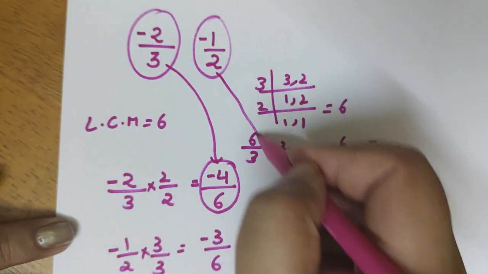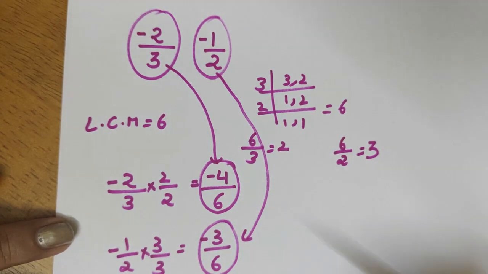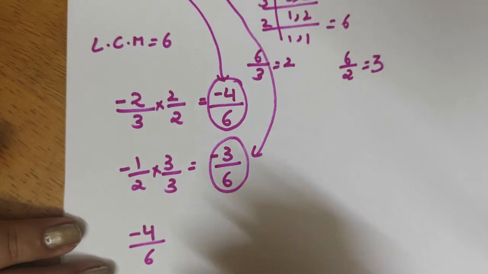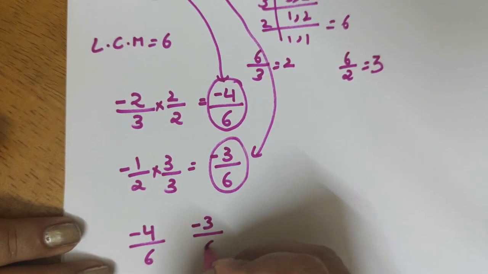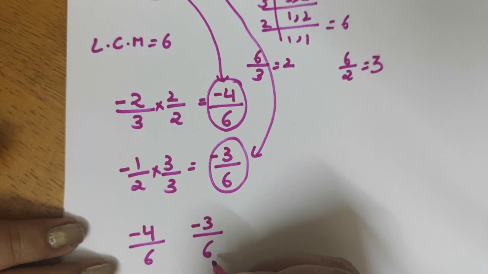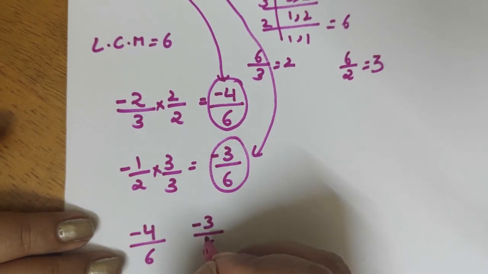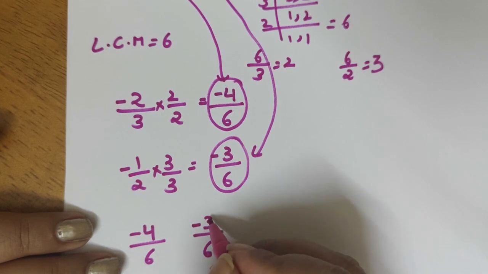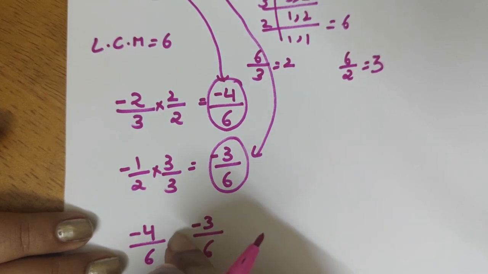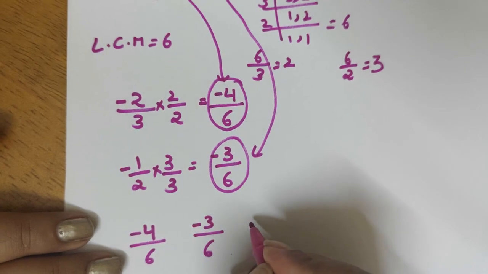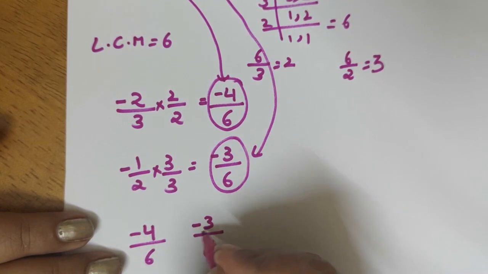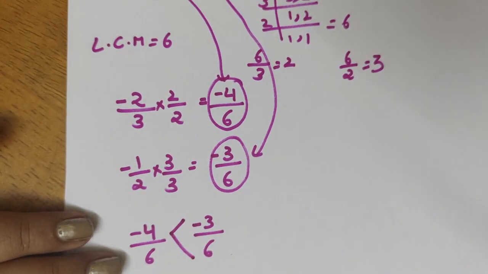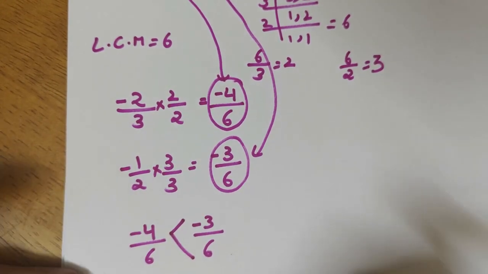So this one changes to this. Now the numbers which I have are -4 by 6 and -3 by 6. The denominator is the same. So in the negative scenario, the smaller the numerator number, I'm not talking about the sign, the greater the number will be. So since 3 is smaller than 4, -3 by 6 is greater, so it will be like this. Hope this is clear.